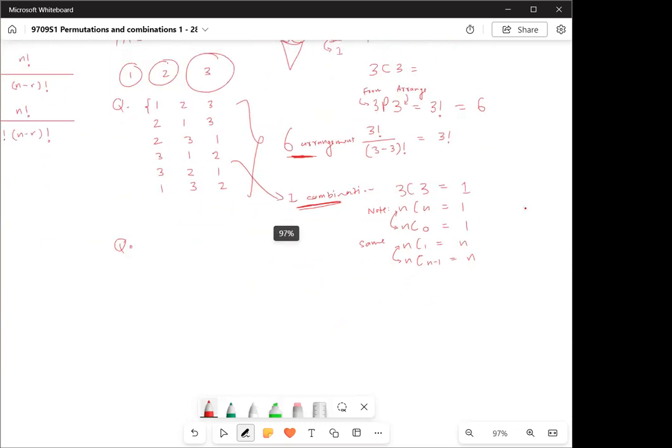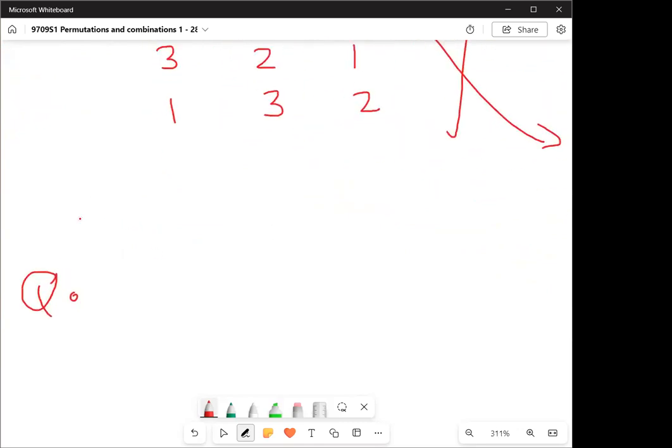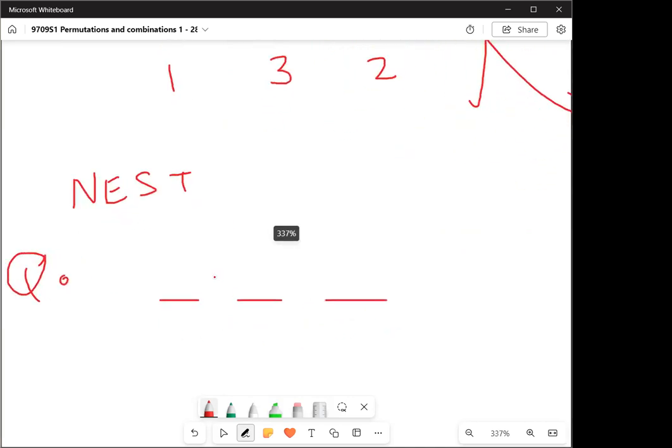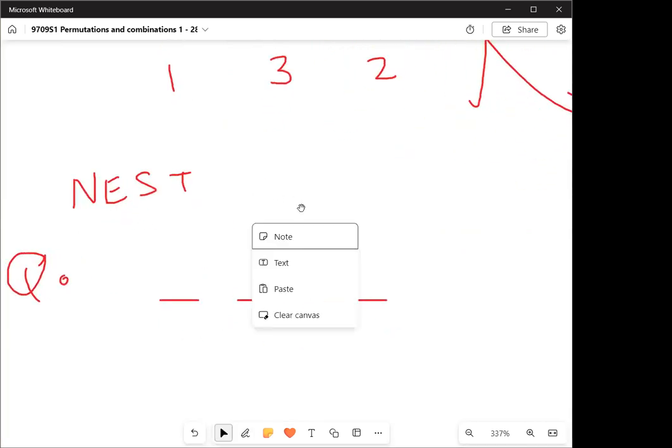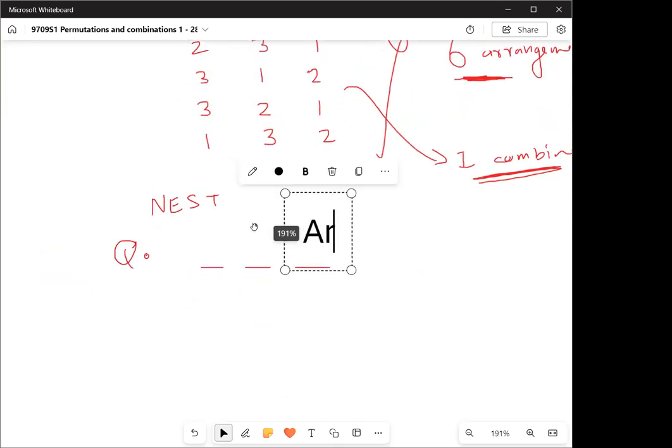Some things to just know and keep in your mind. Now, what if I say I have these three letters, n, e, s, t? Now, I only have three box places here. Can you see this? Three spots. I want to find out the total arrangements, which is basically permutation, and total combination.